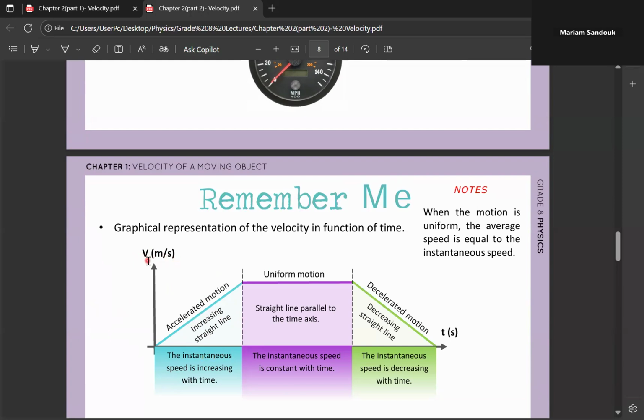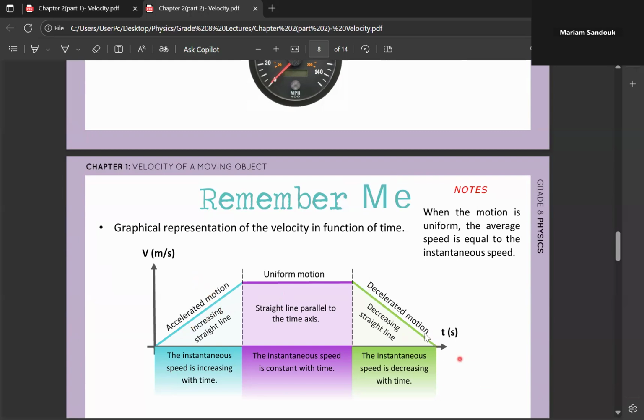And the speed, which is v, in meters per second, the instantaneous speed, will be increasing with time. So each time, the speed is increasing. So we reach the last point, and we see that it's the maximum. So the instantaneous speed is increasing with time. And with an increasing straight line, we can note that this is the accelerated motion.